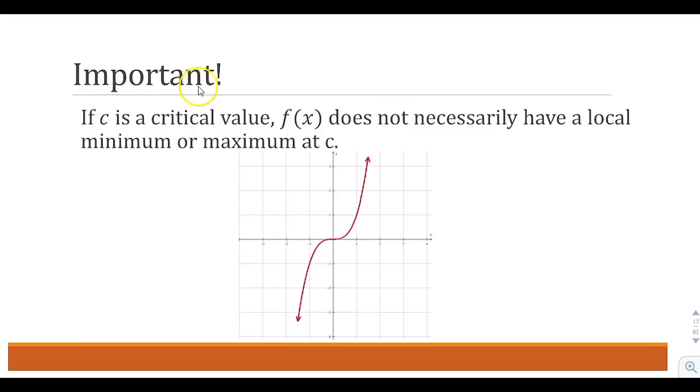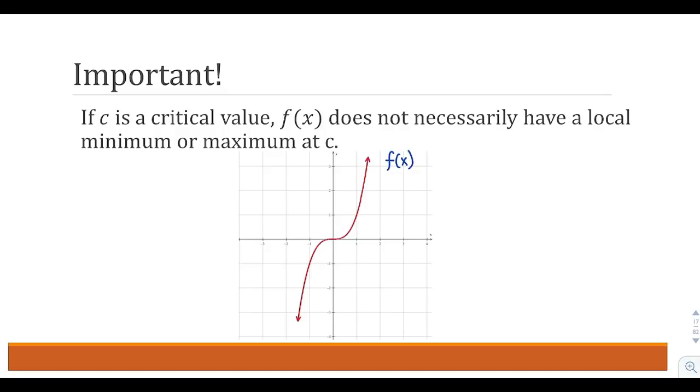Before we move on, I have an important note. The converse of Fermat's theorem isn't true. So in other words, if c is a critical value, f of x does not necessarily have a local min or max. So just because I have a critical value doesn't mean I have a local min or max on the graph. So here is a counterexample to the fact that the converse isn't true.